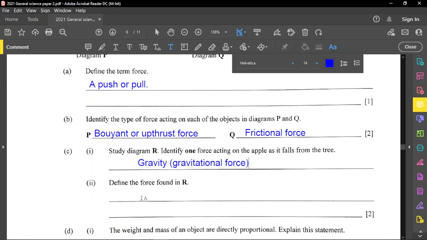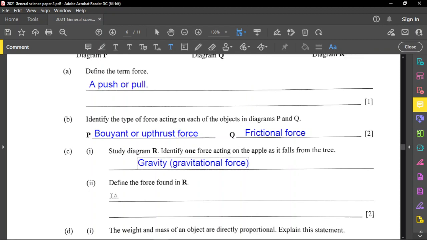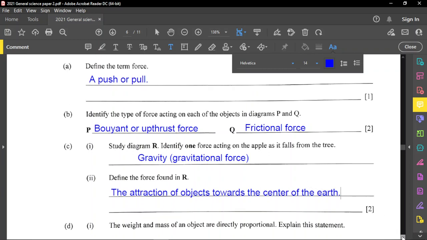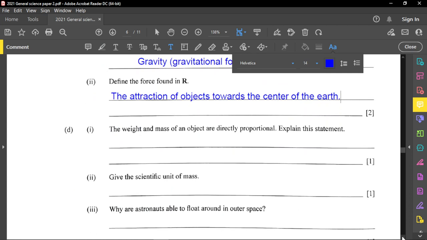All right, define the force found in R. So what is gravity? Gravity is the attraction of objects towards the center of the Earth. That's how gravity is defined. And so objects are attracted towards the center of the Earth, and that's why they fall towards the surface of the Earth.